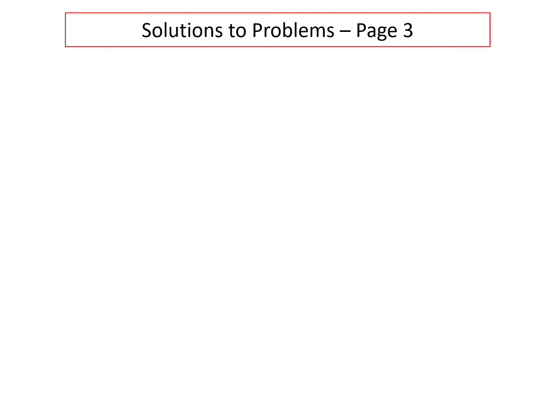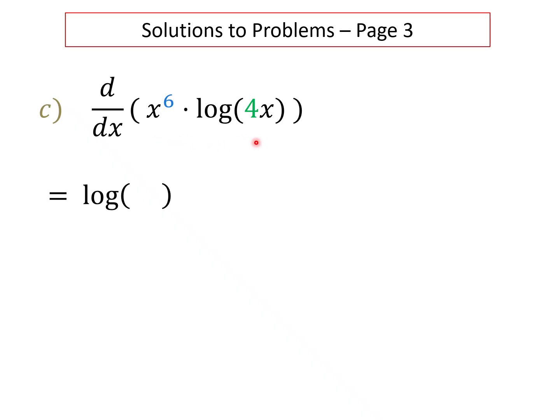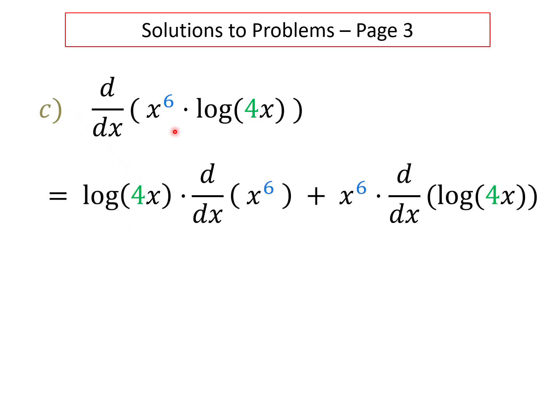Now solution to the third sum. Here again we are considering another combination, algebraic versus logarithmic function. So we are keeping log 4x outside, differentiating x^6, and here keeping x^6 outside and differentiating log 4x. Plus, remember, plus in between. Sign is very important.